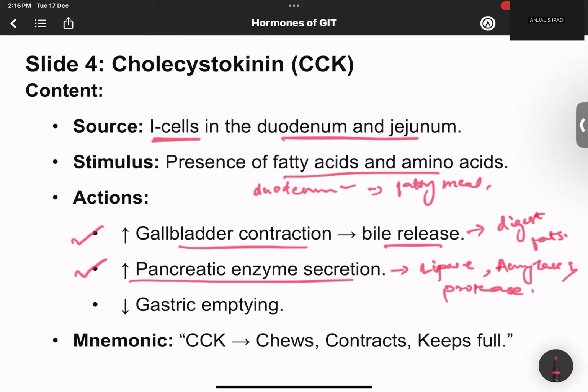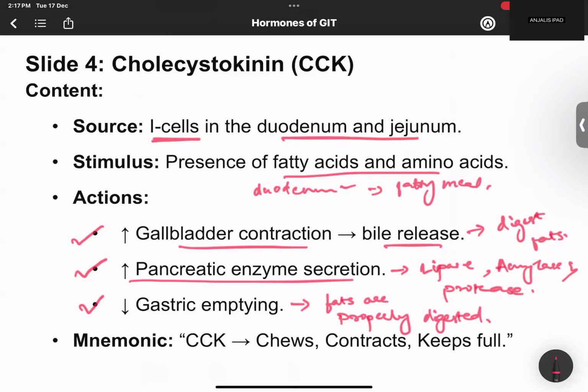Now the third action is decreasing gastric emptying. It slows gastric emptying, allowing fats to be properly digested. Okay, now we're done with all three actions.